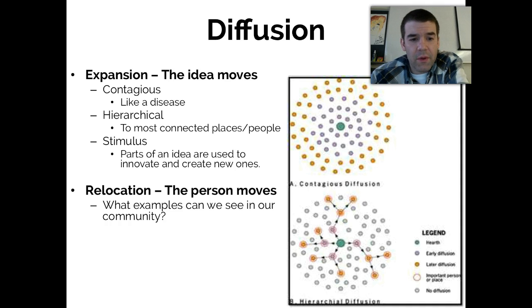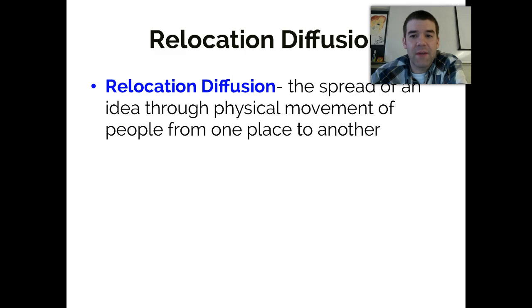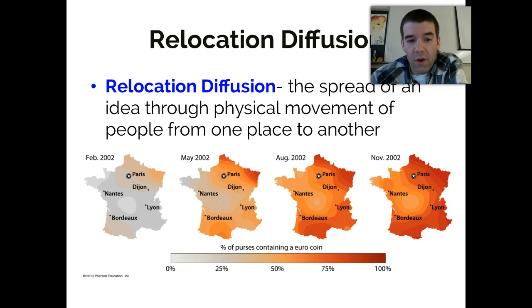The other type of diffusion is relocation, and that's where we see the person or the concept itself move. It's not transmitted and shared. It physically moves from one place to another. An example of this would be something like the euro. In this particular example, this was the euro in France.